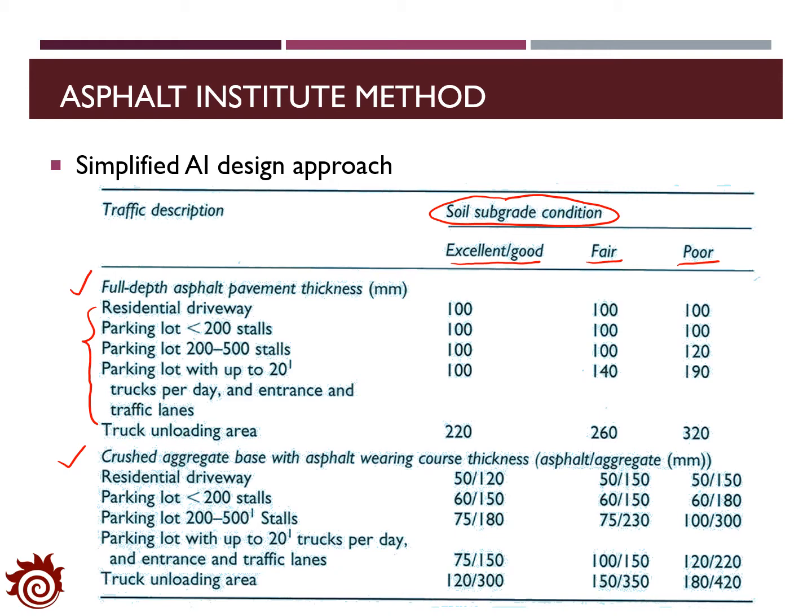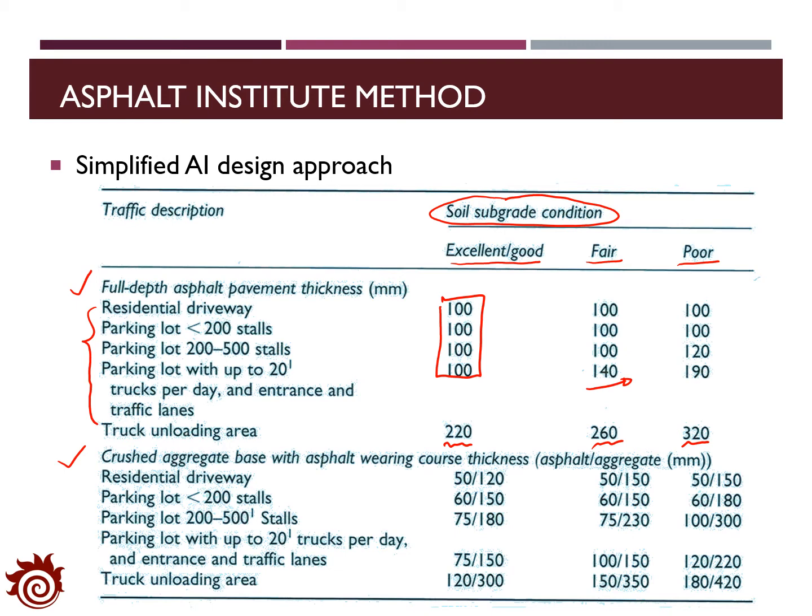For the full depth asphalt pavement, if the subgrade soil is excellent, then for the residential driveway and parking lot, the thickness of the asphalt layer for the full depth asphalt pavement is all 100 millimeters. But if the quality of the subgrade soil is low, then we have to increase the thickness of the asphalt layers. Moreover, usually for the truck unloading area, we have to set much thicker asphalt layers.